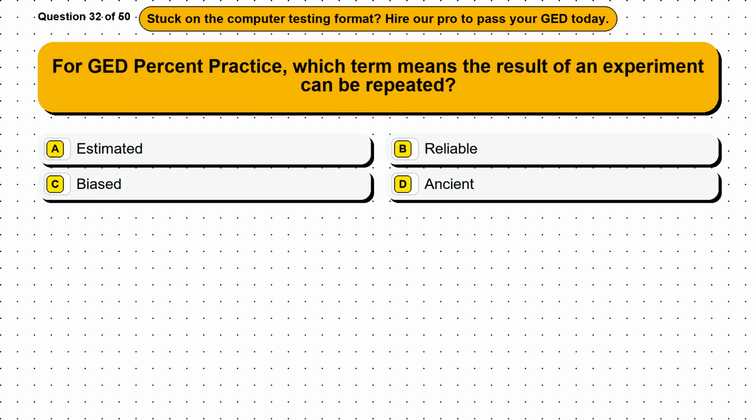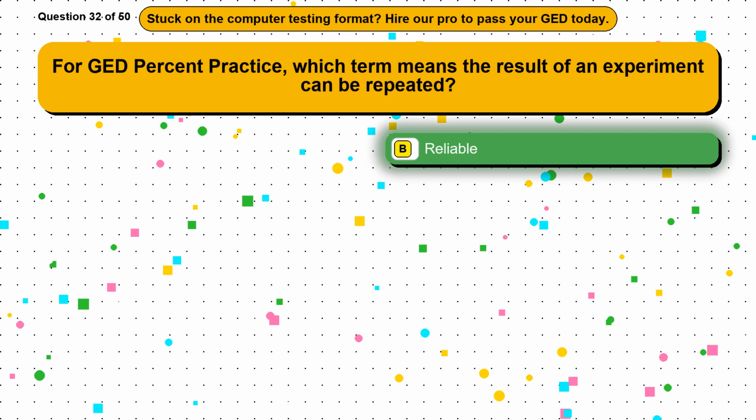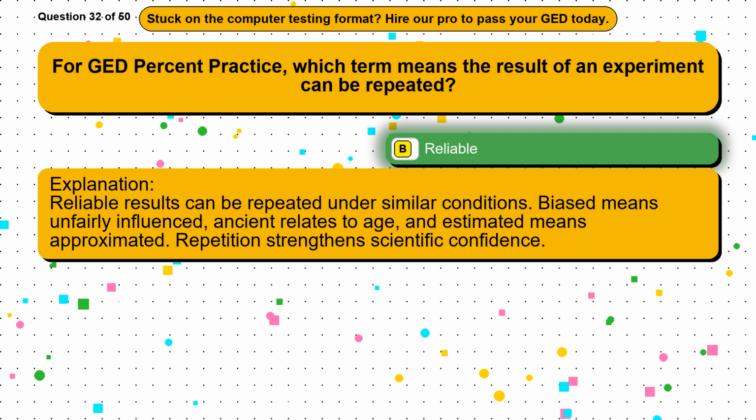Question 32. For GED percent practice, which term means the result of an experiment can be repeated? Option A, estimated. Option B, reliable. Option C, biased. Option D, ancient. The correct answer is option B, reliable. Reliable results can be repeated under similar conditions. Biased means unfairly influenced, ancient relates to age, and estimated means approximated. Repetition strengthens scientific confidence.